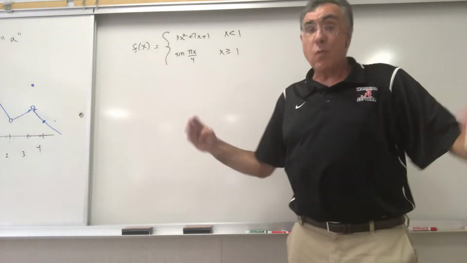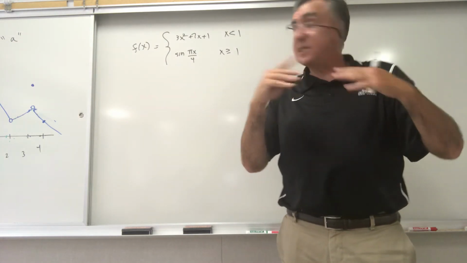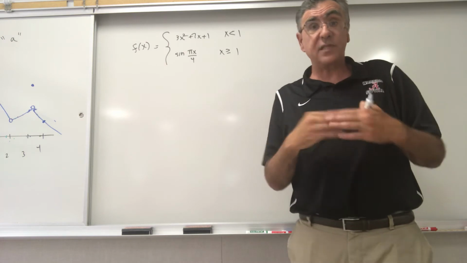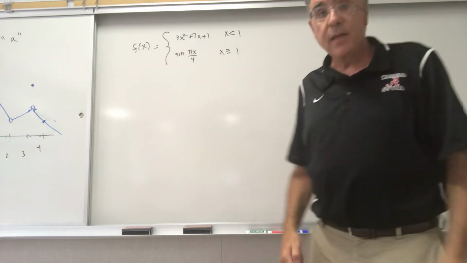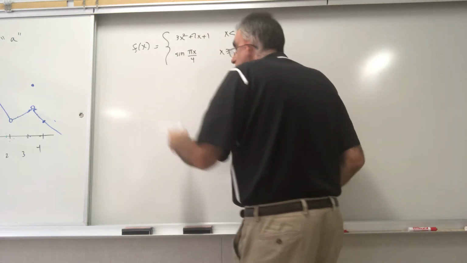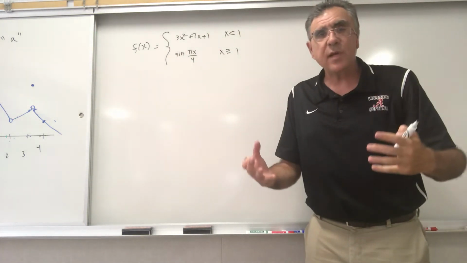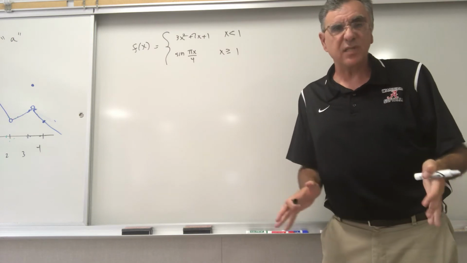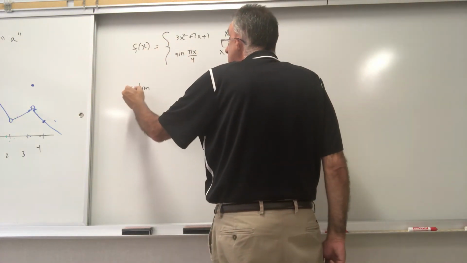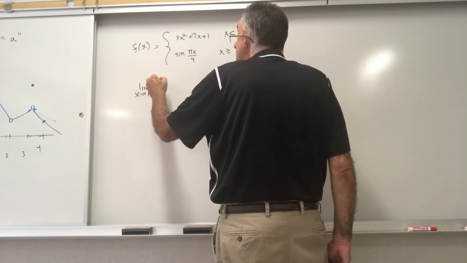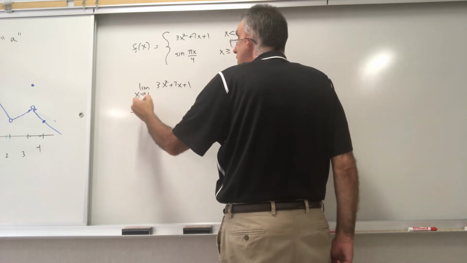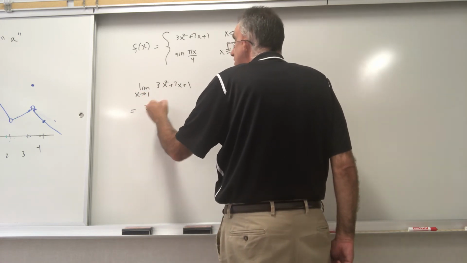The question is, when the parabola meets the sine wave at 1, when it transfers over from one function, are they connected? Let me go through the correct way, and then I'll go through kind of the shortcut way to do this, okay? So what would the limit as x approaches 1 of the top function be? If I put 1 in, I get 3 plus 7 plus 1, which is 11.